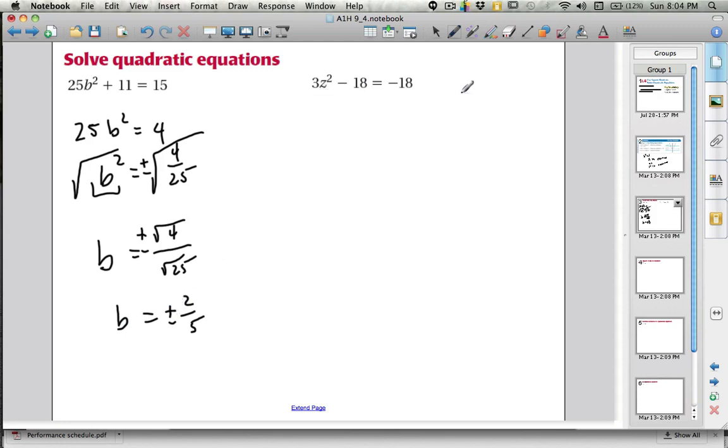If we wanted to see the case of a repeated solution, in this case, if I add 18 to either side, I'll get 3z squared is equal to 0. When I divide by 3, I'll get z squared is equal to 0/3, which is 0. And when I take the square root, I'll get z is equal to 0. And this is a repeated solution. So that's what it looks like when it has one solution, as the book calls it.